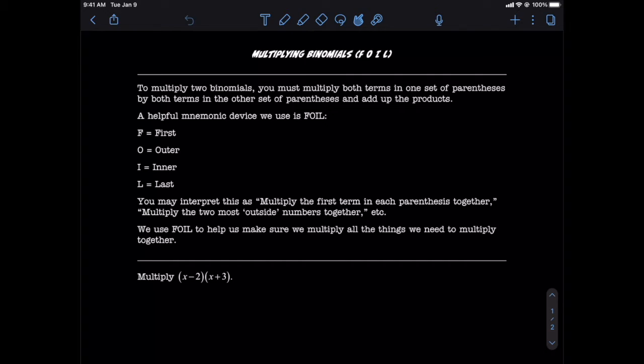In other words, first tells us to multiply the first terms in both sets of parentheses times each other, and O tells us to multiply the outer two terms in the overall problem, the first term in the first parentheses and the last term in the second parentheses. When we do the example problems below, you're going to see that I'm going to write F, O, I, and L in both of the problems. Now, you don't have to do all of this writing, but I would strongly recommend at least thinking about FOIL as you're going through most multiplying binomial problems. This is going to help you stay organized.